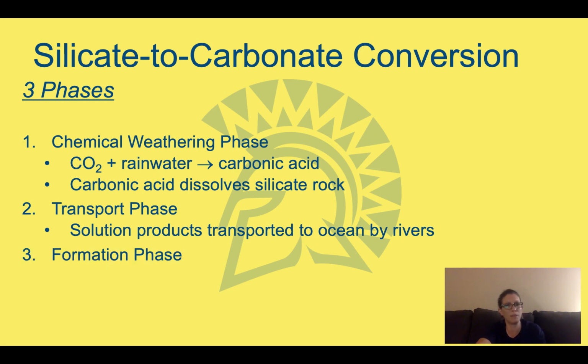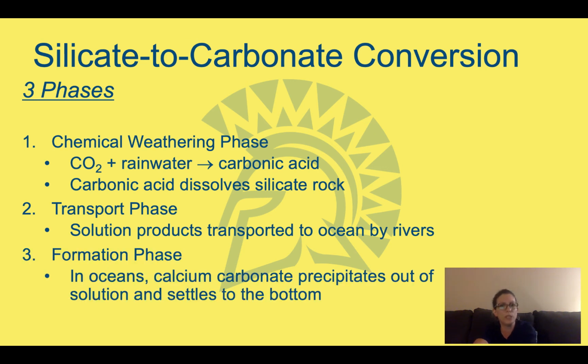And the last phase is the formation phase, and that's where in oceans, calcium carbonate precipitates out of the solution and settles to the bottom. Basically what happens is the carbon is going to separate and go down to the bottom of the ocean and it'll be down there for quite a while. Remember, this is one piece of the long-term carbon cycle. So we're talking many, many hundreds of years to millennia for this to happen and for it to be down at the bottom of the ocean.